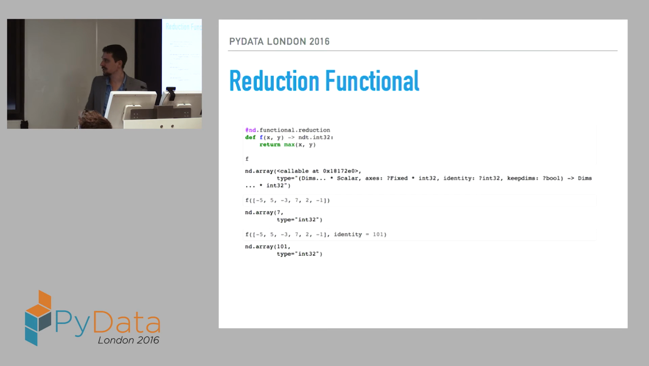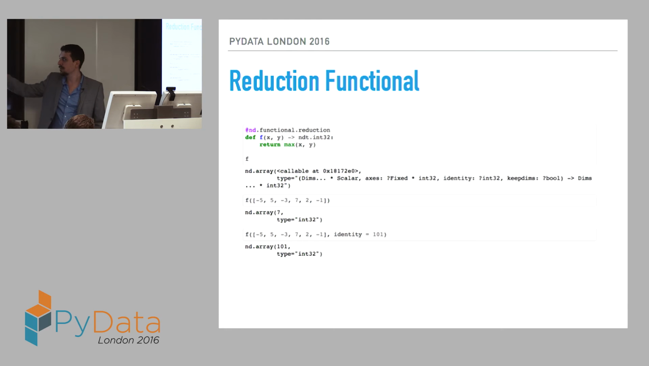Similarly, we have a reduction functional. So there I'm just doing a maximum of two numbers, and we're returning an int32. And then I apply the reduction functional decorator, and it becomes a little bit more complicated, but not that much. So the first argument, again, just becomes a bunch of dimensions times a scalar. And then I actually get keyword arguments, which DyND supports. So we can take in a bunch of the axes over which to do the reduction. We take in the identity element, if there is one.